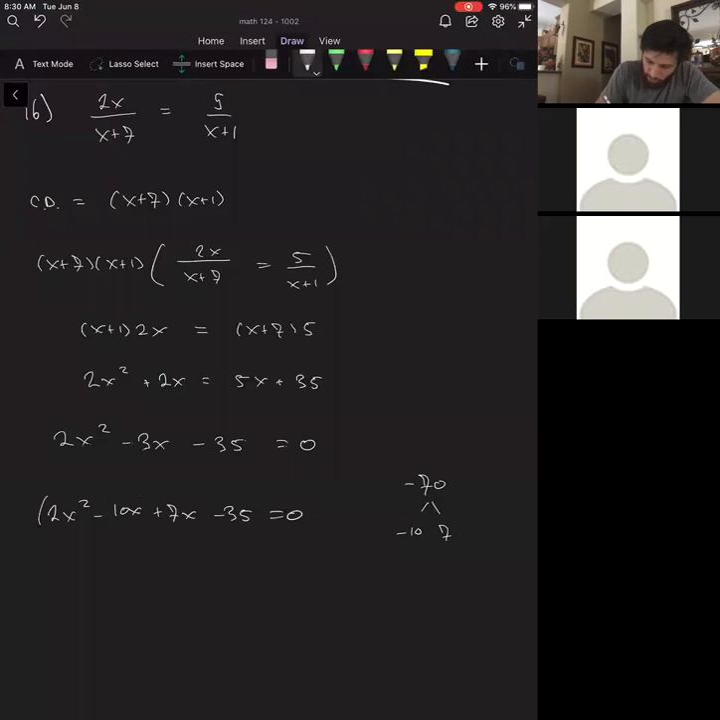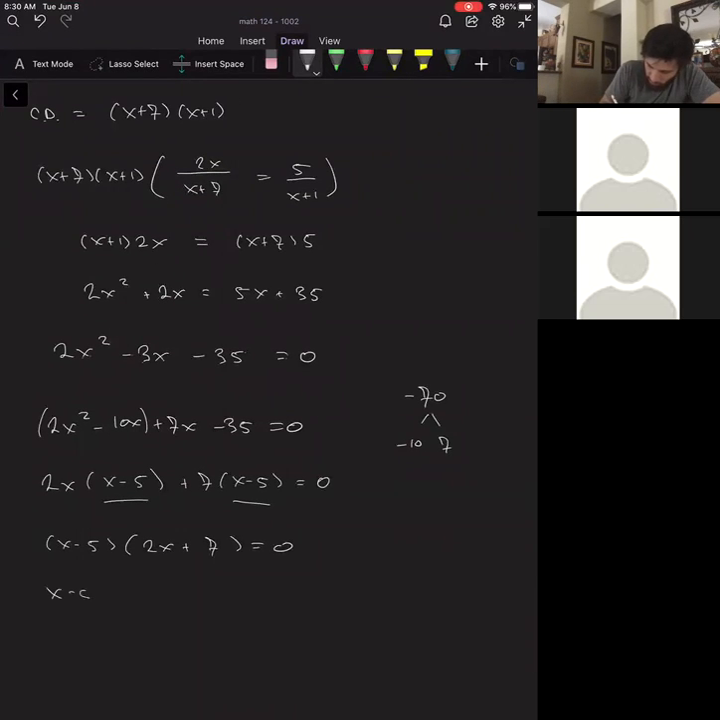From the first two terms, we can take out a 2x, and we're left with x minus 5. And the last two, we can just take out a 7, and we're left with x minus 5 equals 0. So now we can take out this x minus 5. From the first term, we're left with a 2x, and from the second term, we're left with the 7. So that equals 0. So x minus 5 is going to be equal to 0, and 2x plus 7 is equal to 0. Here we get x is equal to 5, and here we get x is equal to minus 7 divided by 2.